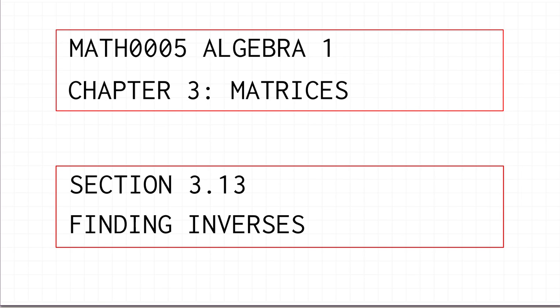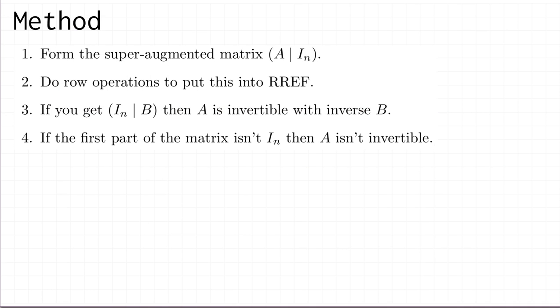In the last video, we showed that a matrix is invertible if and only if you can find a sequence of row operations which convert that matrix into the identity. We're now going to develop that into a method for actually computing the inverse of an invertible matrix. So let's say we have a matrix A and we want to find its inverse if it exists.